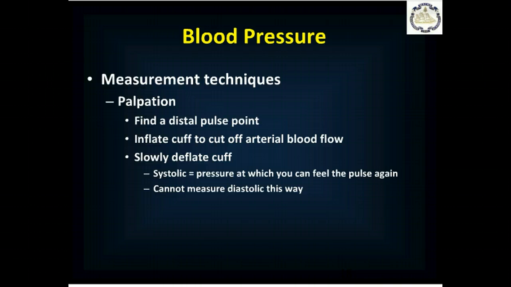Now, remember, you could feel the pulse even when the blood pressure cuff wasn't inflated, so there's no way to measure a diastolic blood pressure doing this. You'll feel that pulse all the way down to 0 pressure in your blood pressure cuff. But you can measure a systolic pressure, and you can trend that over time, so that can be very useful.